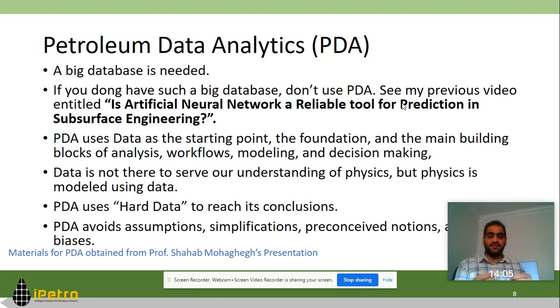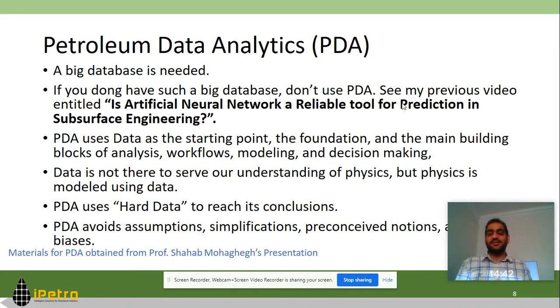And if you don't have such a big database, don't use PDA or intelligence systems for prediction based on neural networks. You can see my previous video entitled Is Artificial Neural Network a Reliable Tool for Prediction in Subsurface Engineering? I explained the reason that you can't use a single well's information and data for predicting something in another well just based on the information of one well. It's a joke, really.